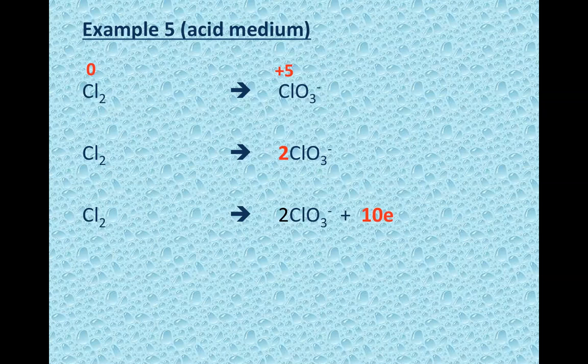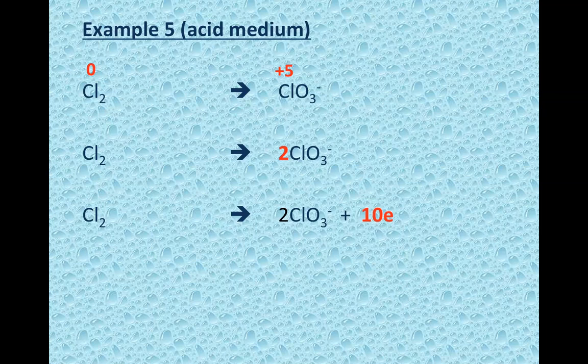Step 3. Balance the charges on both sides using H plus for an acidic medium. On the left hand side, Cl2 has no charge, so there is 0 charge. On the right hand side, you have 2 ClO3 minus, so that gives us 2 minus charge, and the 10 electrons, 10 minus. Altogether on the right hand side, there are 12 negative charge.